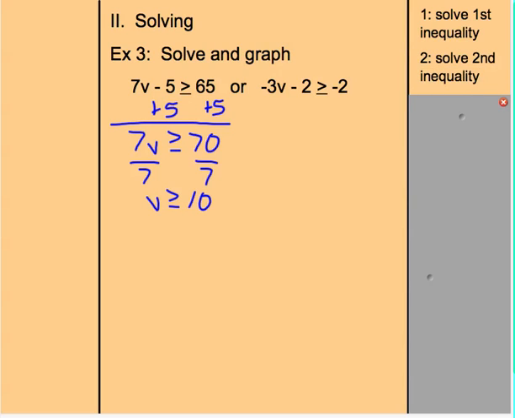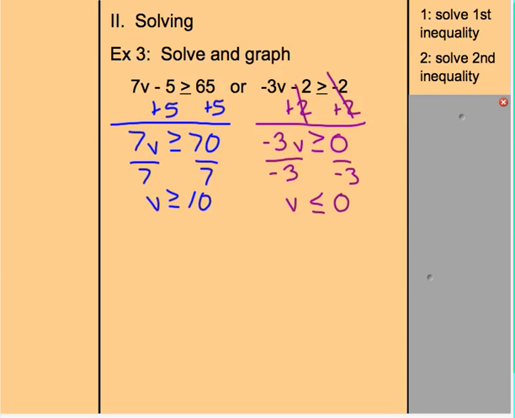Solving the second inequality, adding 2 to both sides. Negative 3v is greater than or equal to 0. My negative 2 and positive 2 cancel on both sides. Dividing by a negative 3, so I do need to flip my inequality this time. And 0 divided by negative 3 is 0. So I've got v is less than or equal to 0. And then we graph both.